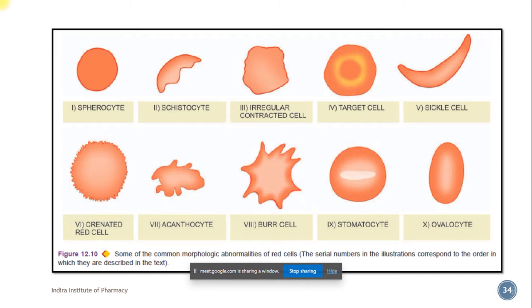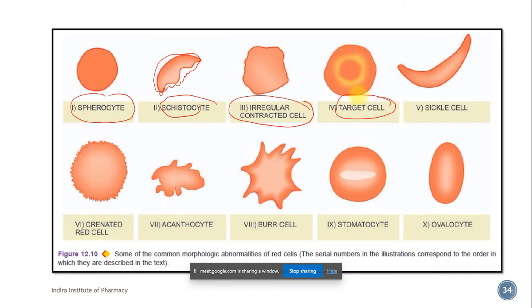The next abnormality we look for is any miscellaneous changes. When the smear is observed under the microscope, you may find abnormalities such as spherocyte, then schistocyte. You can see a crenated-like structure over here, so the shape of these RBCs has changed. Here you can also see irregularly contracted cells, where again the shape is changed.